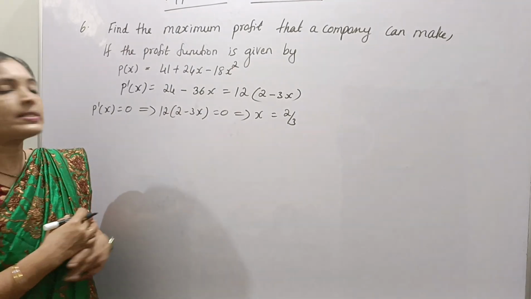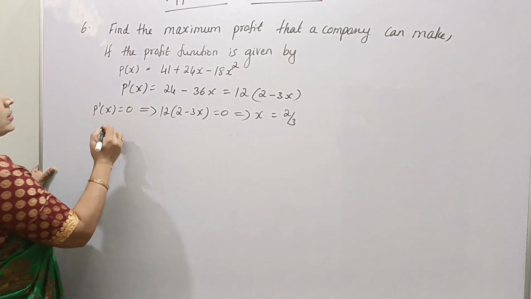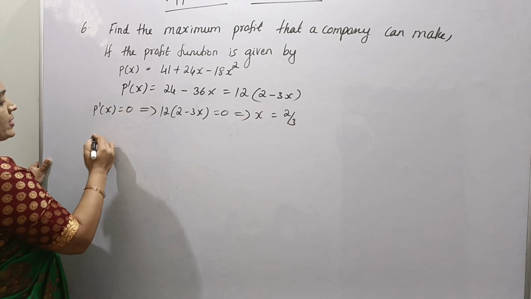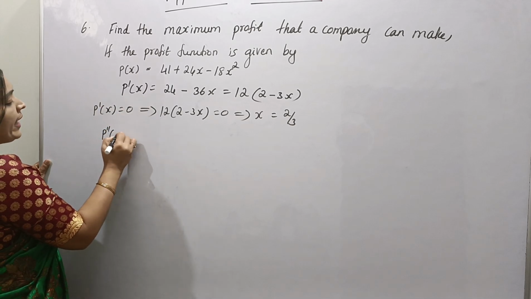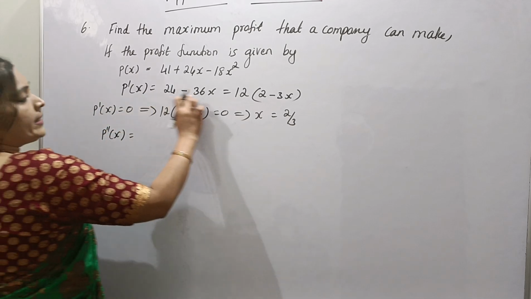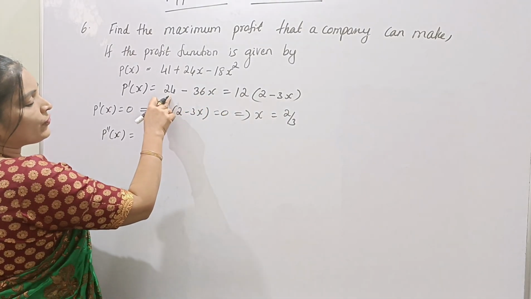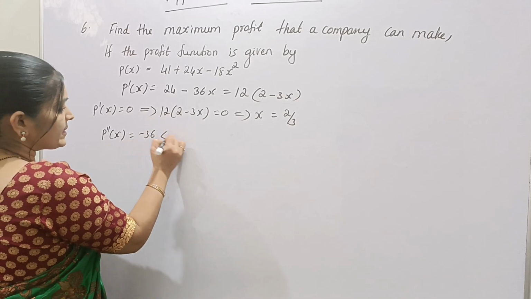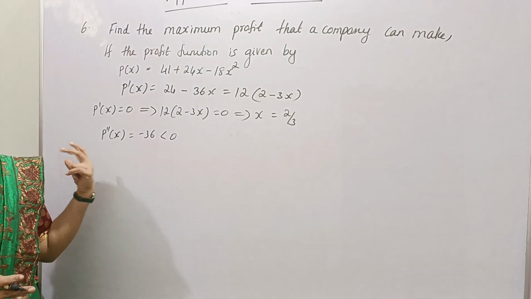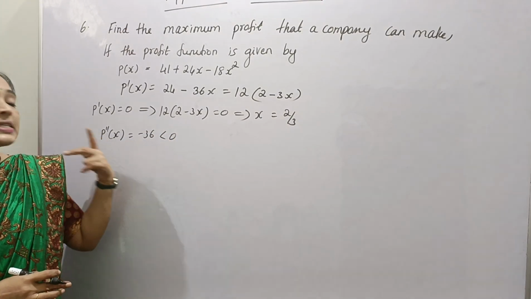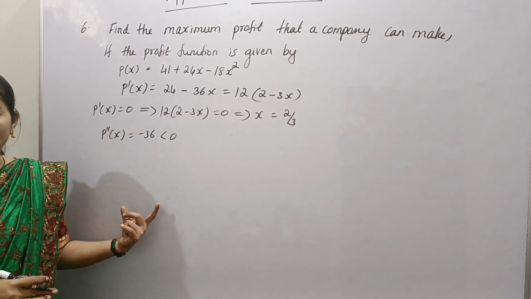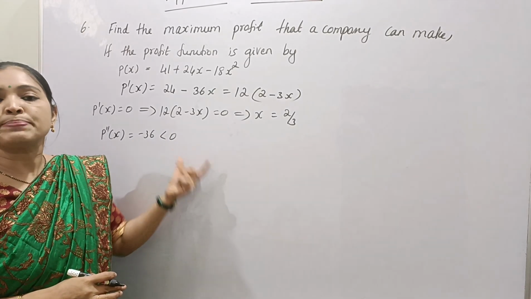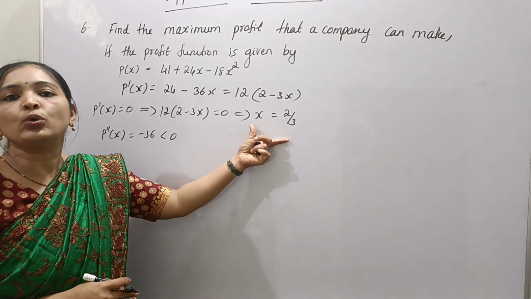For the second derivative test, we have to find the second derivative, right? That is the derivative of p dash of x with respect to x. So p double dash of x is equal to, it is our p dash of x, derivative of 24 is 0, derivative of minus 36x is minus 36, that is less than 0. So by the second derivative test, we say this function has maximum value at x is equal to 2 by 3. Okay, that is, this function has maximum value when x is equal to 2 by 3.